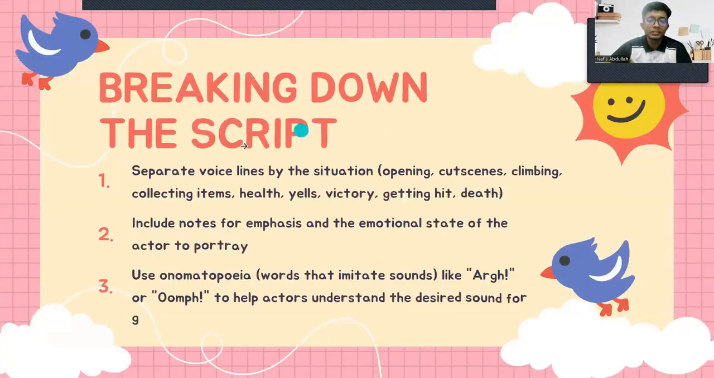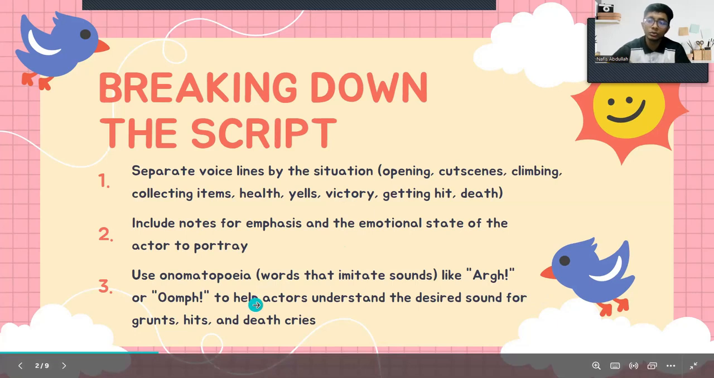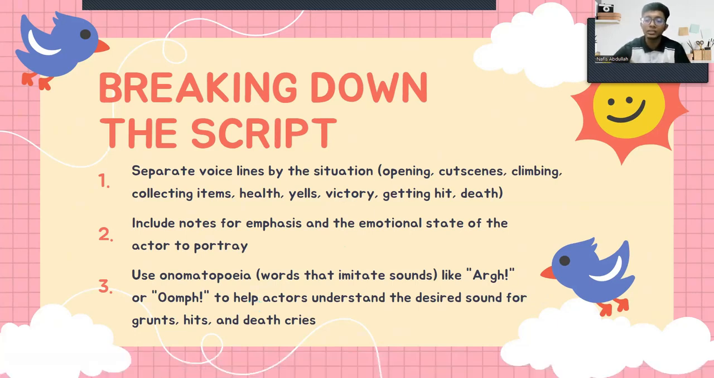At first, breaking down the script. We need to have separate voice lines for different situations like opening, cutscene, climbing, collecting items, health, yells. So for every situation, there will be a separate voice line. Then include notes for emphasis and the emotional state of the actor to portray. And then use onomatopoeia, words that sound like the sounds they imitate, so that this can help the actors understand the desired sound for things like hitting or death.